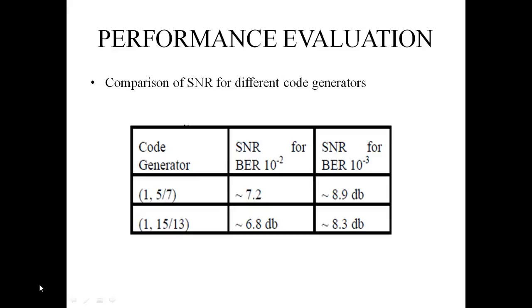Now we'll come to the performance evaluation. Power was one of the important factors considered, so that it performs well in operation under a fading channel compared to a system with uncoded fading. This table shows us a comparison of the SNRs for different code generators. For the code generator 1 and 5/7, the SNR for BER of 10 to the minus 2 is 7.2, and for 10 to the minus 3 is 8.9 dB. And for the code generator with the interleaver of 1 and 15/13, the SNR is 6.8 dB approximately, and the SNR for BER 10 to the minus 3 is 8.3 dB.